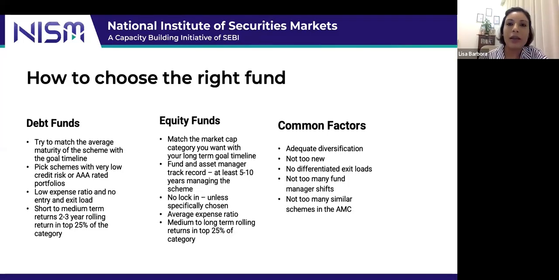No lock ins unless specifically chosen, which means there are funds like retirement funds and children's gift fund which have specific lock ins. Unless you're going for that kind of fund, just stick to regular open ended funds. Expense ratio should be within the average of the category. You can check all this on publicly available data on AMFI even. And again, check the returns, medium to long term rolling returns, which are 3 to 5 year at least rolling returns, should be in the top quartile.